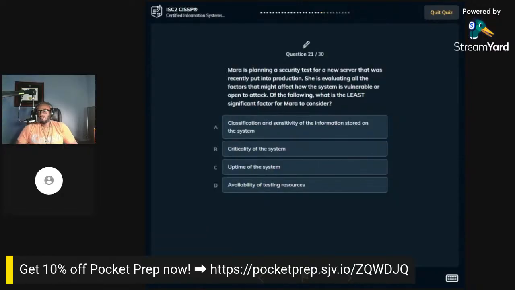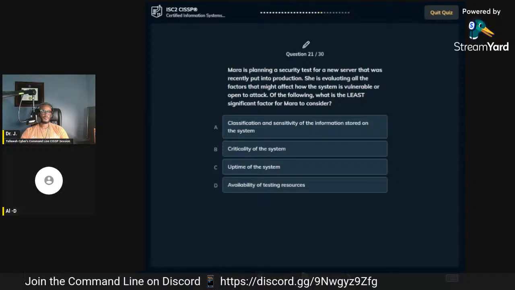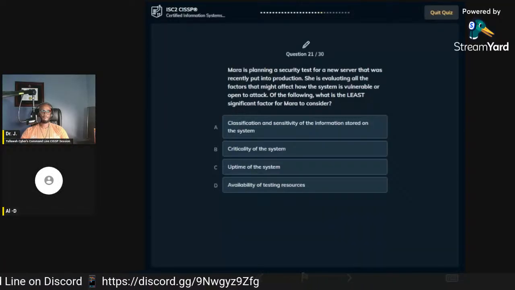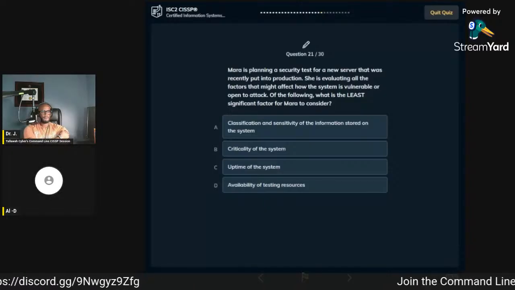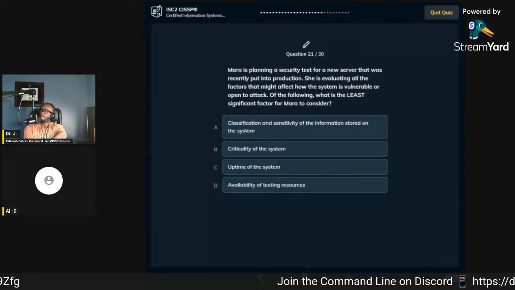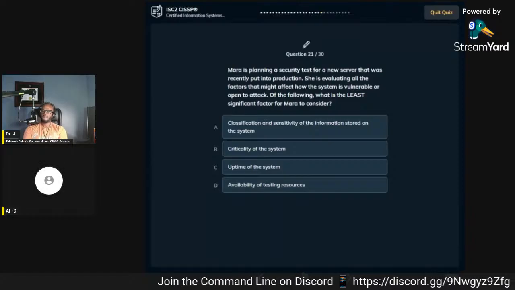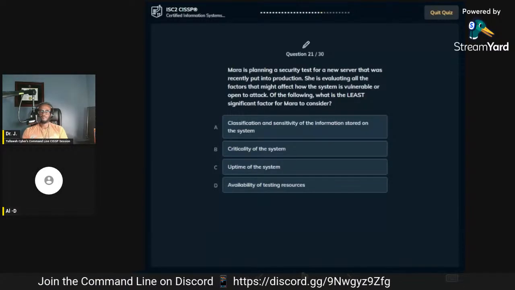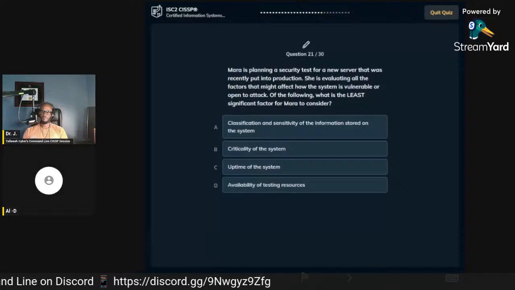All right. Mara is planning a security test for a new server that was recently put into production. She's evaluating all the factors that might affect how the system is vulnerable or open to attack. Of the following, what is the least significant factor for Mara to consider? Okay, she's planning a security test for a new server that was recently put into production. So she evaluates all the factors that might.